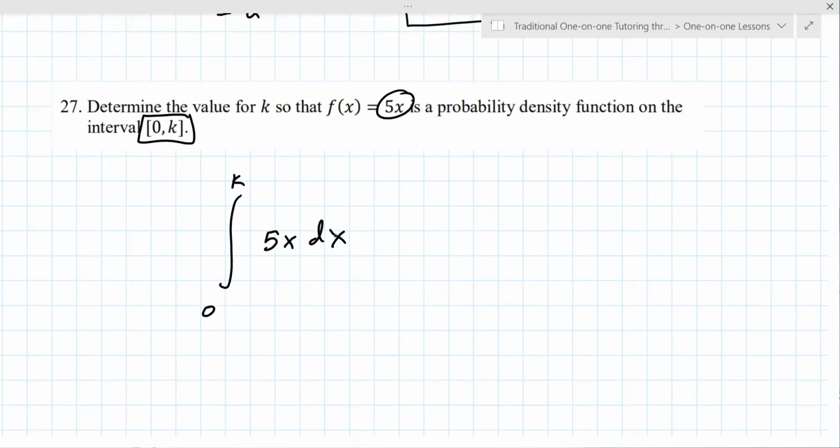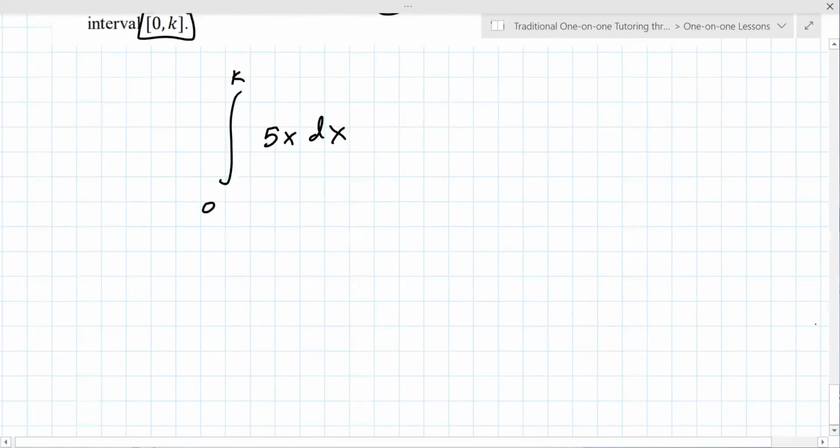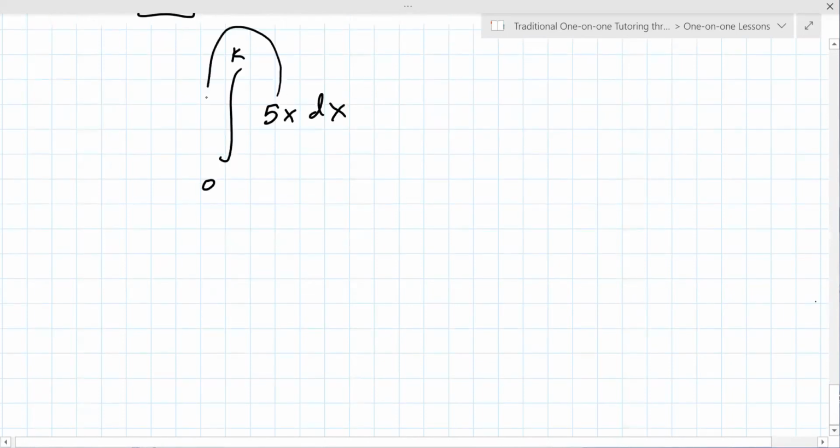Would you like us to continue going through it? Yes. Okay. So first thing to make this as simple as possible is we're going to move the 5 out. So it's 5 integral 0 to k x dx.